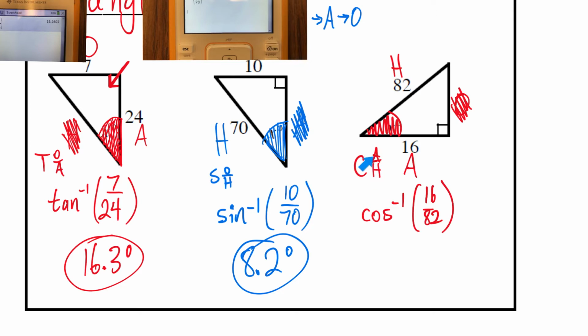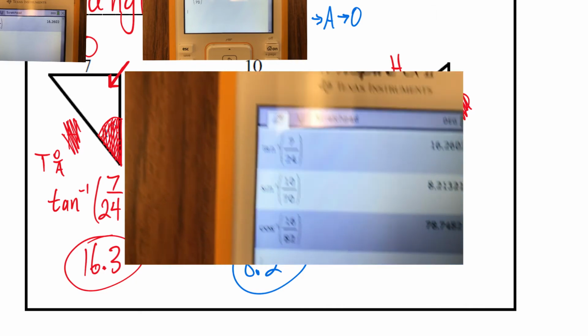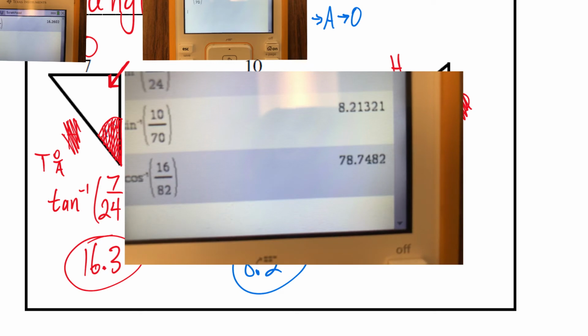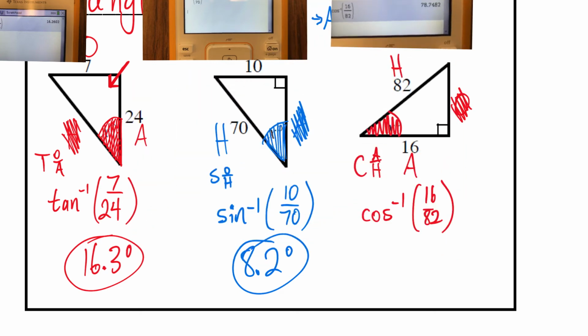The A's always going to go on top, so I'll put the 16 here. The H goes on bottom. 82 is going to go down bottom. 16 on top, 82 on bottom. All right, and then when I type that in, cosine inverse of 16 over 82, what does that give us? Okay, so it gives us 78.7.